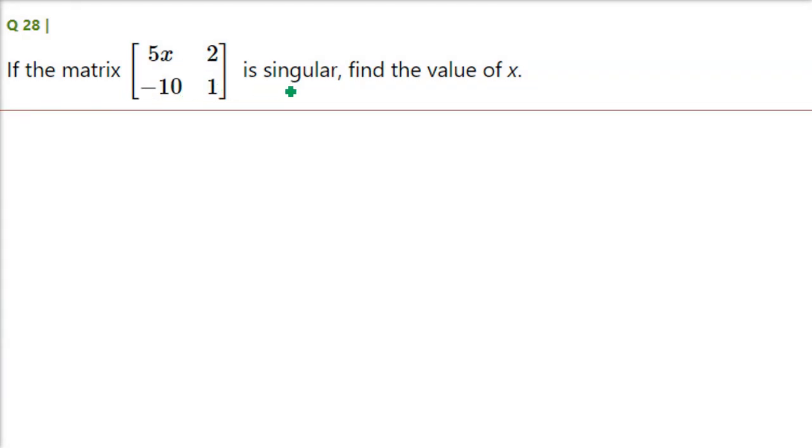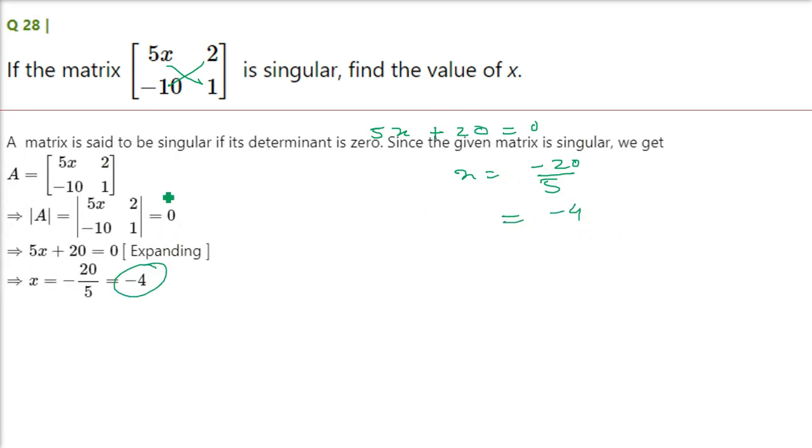If the matrix is singular, find the value of x. Singular: cross multiply, 5x multiplied by 1 minus 2 multiplied by minus 10. So it will be plus 20. 5x plus 20 equals 0. x will be equal to minus 20 by 5. So minus 4 it will be. x is minus 4. Right?